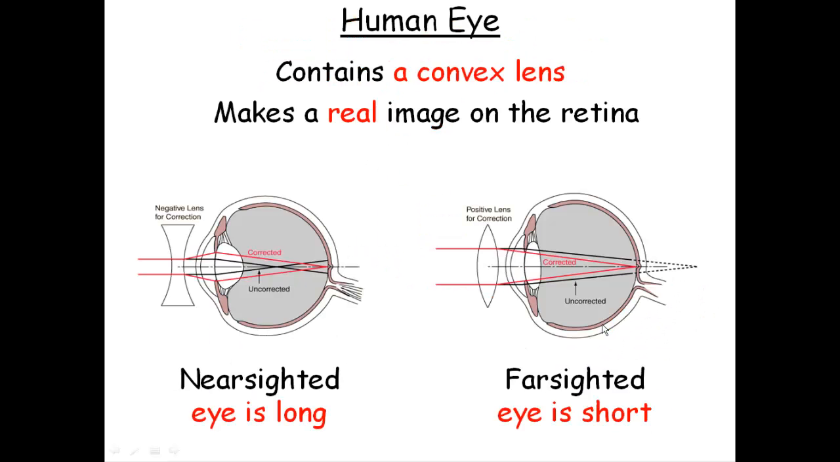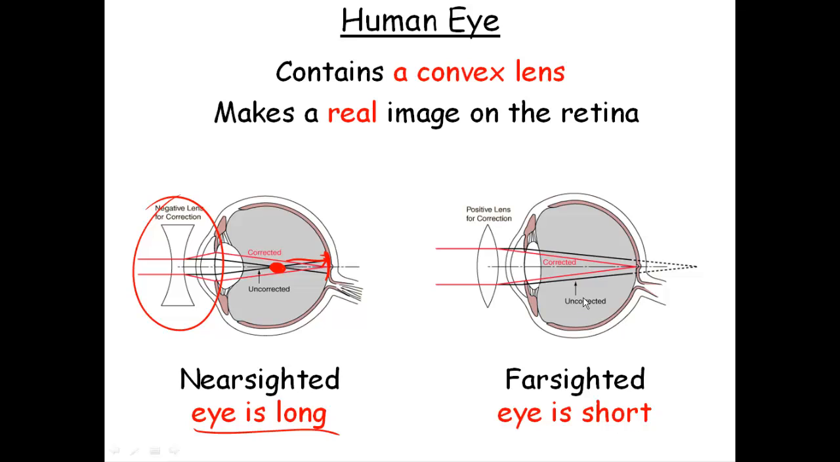The human eye itself sometimes needs some help. If the rays tend to focus in front of the retina, which is where we get the image produced, or where we want the image produced, our eye is too long, so we say we're nearsighted. Someone who is nearsighted needs to take that focal point and make it go backwards. In order to do that, you need to spread those rays apart a little bit, and so we need a diverging lens to do that.